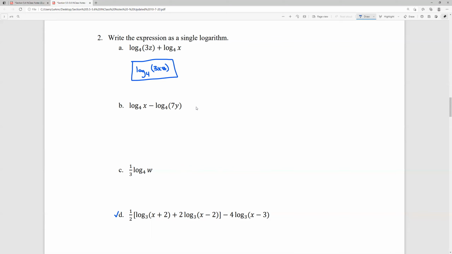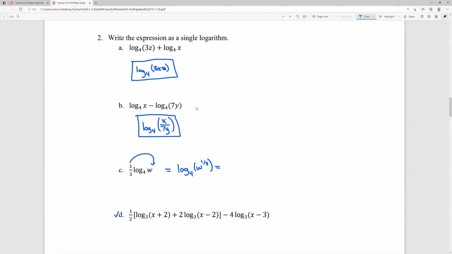Notice still both log base 4, but there's a minus between them. So that means when we connect them, the x is in the numerator and the 7y is in the denominator. So subtraction turns into division. This is kind of the opposite of the last one we did. This has a power or a coefficient in front, which we know is a power on our argument using the power rules. That's log base 4 of w to the 1/3.